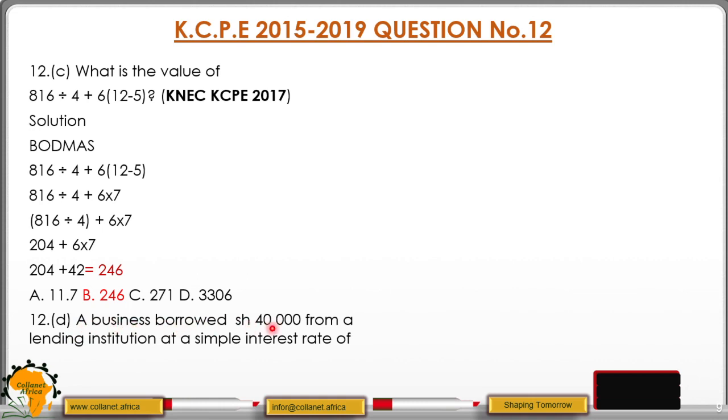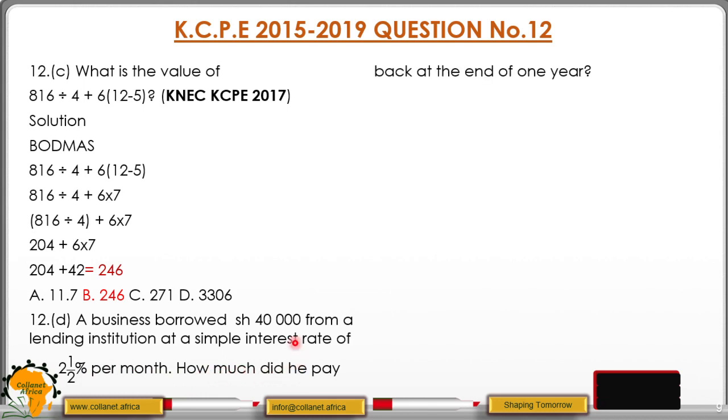12D. A business borrowed 40,000 from a lending institution at a simple interest rate of 2.5% per month. So it is good to note that you are talking per month. This is what makes many people go wrong. Read carefully. How much did he pay back at the end of 1 year? So at the end of the 1 year, it means we have how many months? 12 months. This was tested in 2016 KCPE, and the solution.